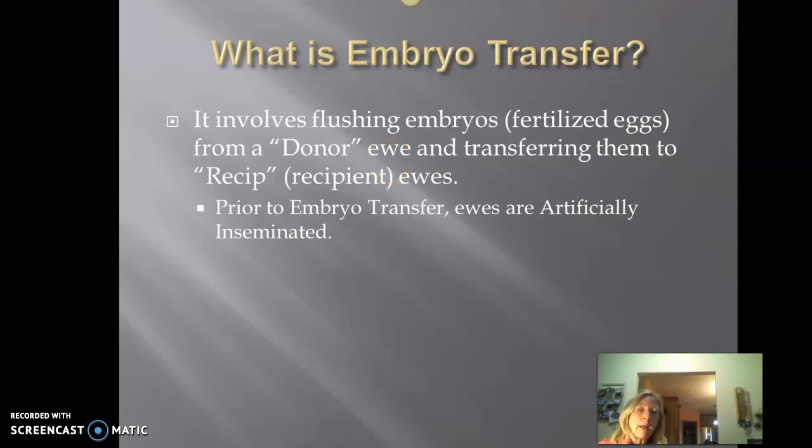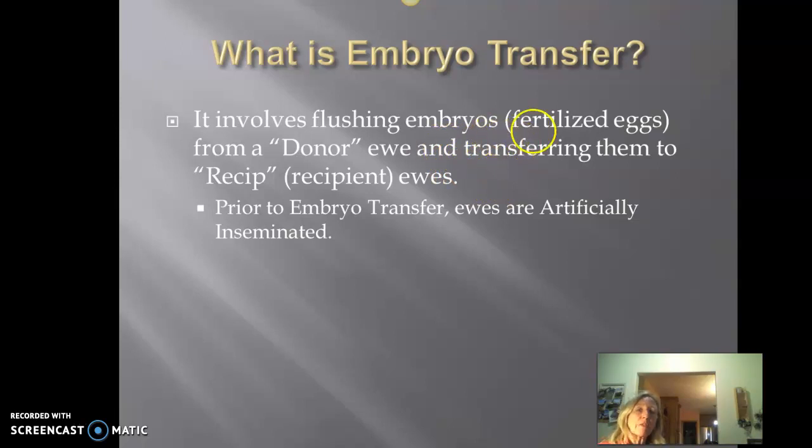We breed her AI, so maybe I had a ewe one time have 10 embryos in her, and that's a lot for sheep. So she has 10 embryos floating around her, and then we flush those out, and they actually do that surgically. In cows, we do it vaginally, but in sheep, we do it surgically.